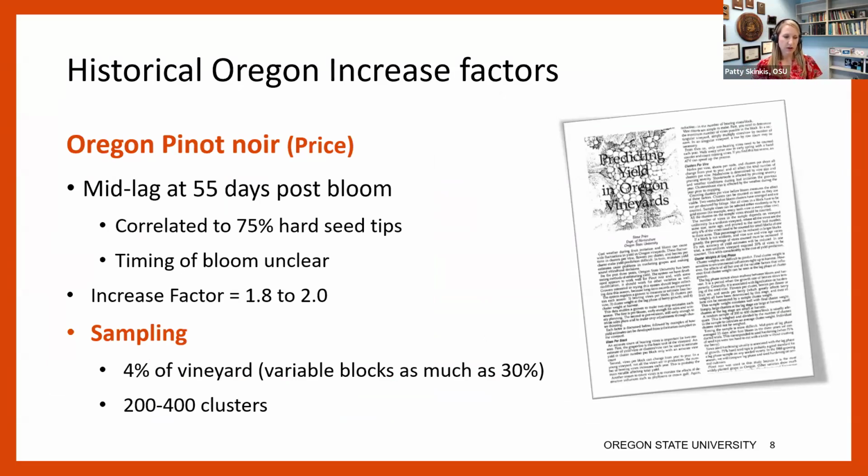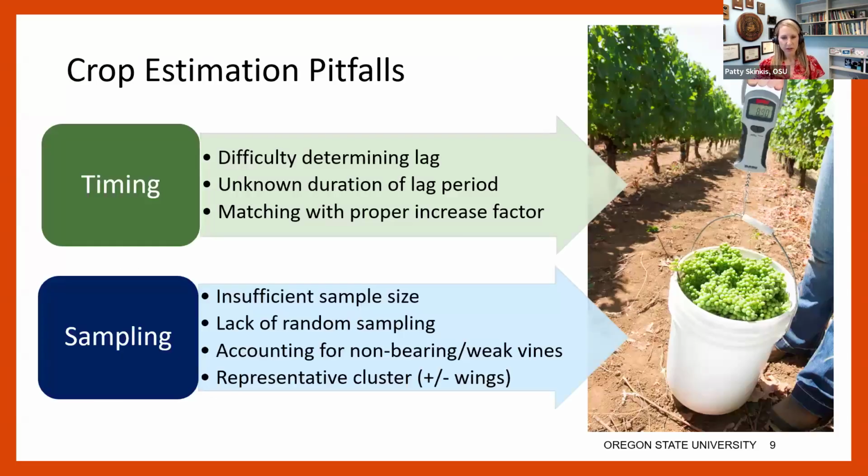Now, in this paper, he talks about the sampling size should be 4% of the vineyard and as much as 30% of the vineyard if you have highly variable blocks. I think that's a little bit more than most people would admit to wanting to do at 30%, or getting a sampling of 200 to 400 clusters per block that you evaluate. So this is kind of the status quo of what we're working with, at least for the increase factors for Oregon. But I want to talk about some of the crop estimation pitfalls.